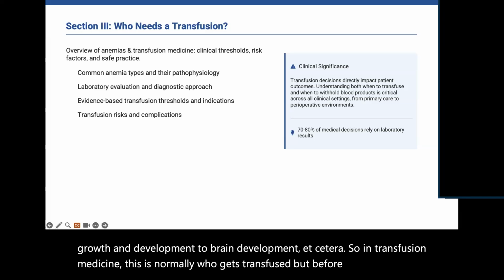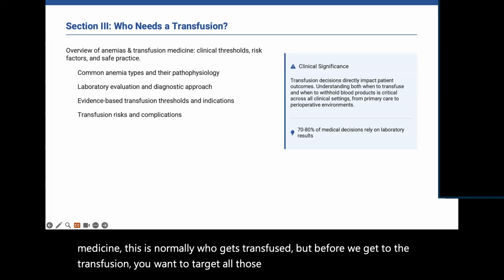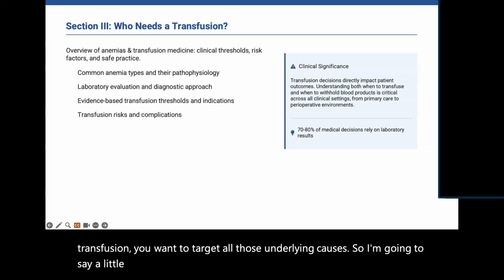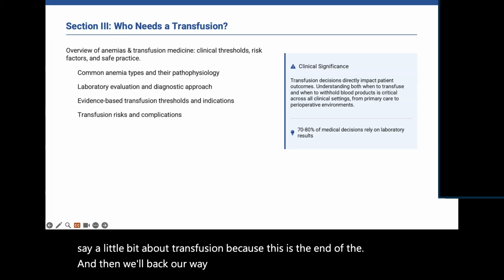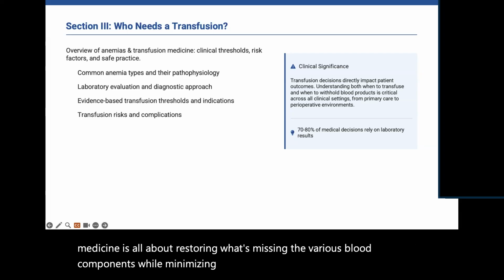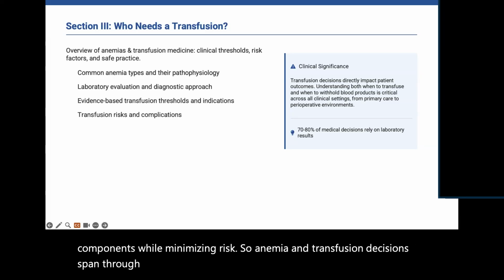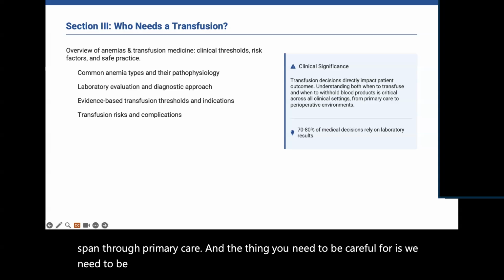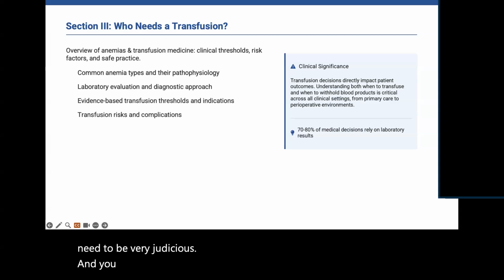But before we get to the transfusion, you want to target all those underlying causes. So I'm going to say a little bit about transfusion because this is the end of the road, and then we'll back our way into the less severe things. So transfusion medicine is all about restoring what's missing, the various blood components, while minimizing risk. So anemia and transfusion decisions span through primary care. And the thing you need to be careful for is we need to be very judicious, and you need to not get overly excited with blood work until you clinically correlate it.